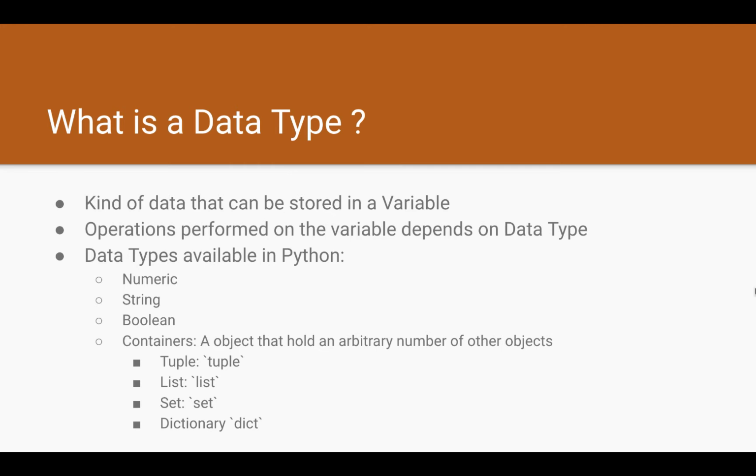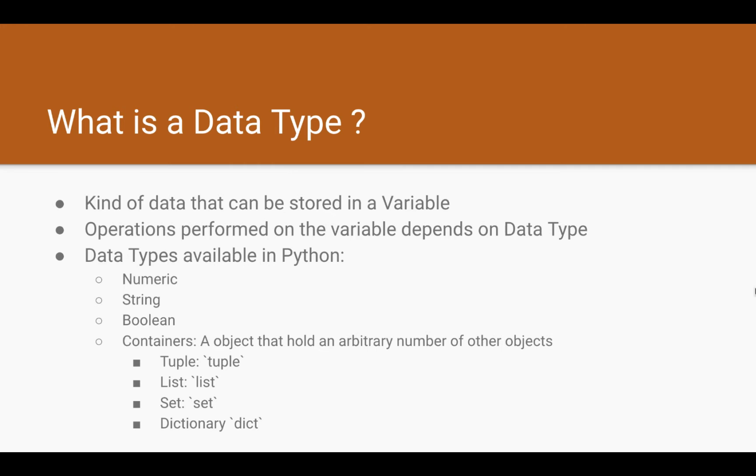In this data types topic, I will be covering two parts. In the first part, I will be covering numbers, which are numeric data types, string and Boolean. And in the next part, I will be talking about the containers.